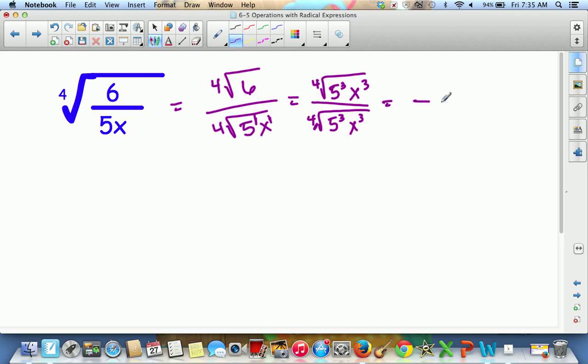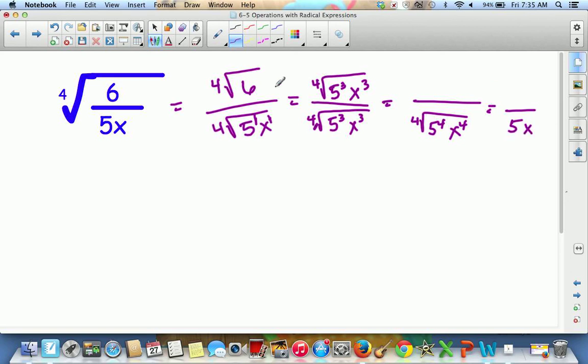So let's simplify the denominator first. So we have the fourth root of 5 to the fourth and x to the fourth, because we can combine these because they're under the same radical. They both have the same n, which ends up being the fourth root of 5 to the fourth, which is just 5, and the fourth root of x to the fourth, which is just x.